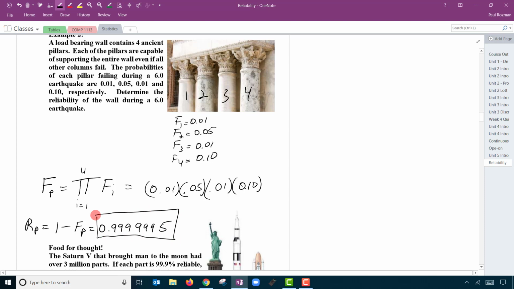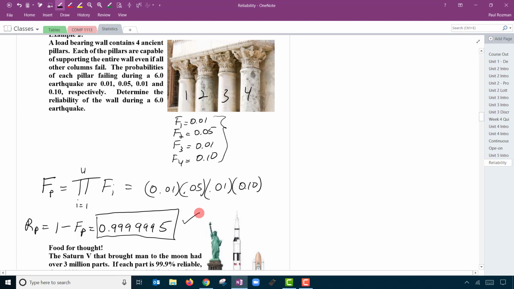Very, very reliable, even though the individual pieces aren't that great. 1% failure rate, 5% failure rate, 1%, 10%. But if you put 4 of them together, you get something that is very reliable.